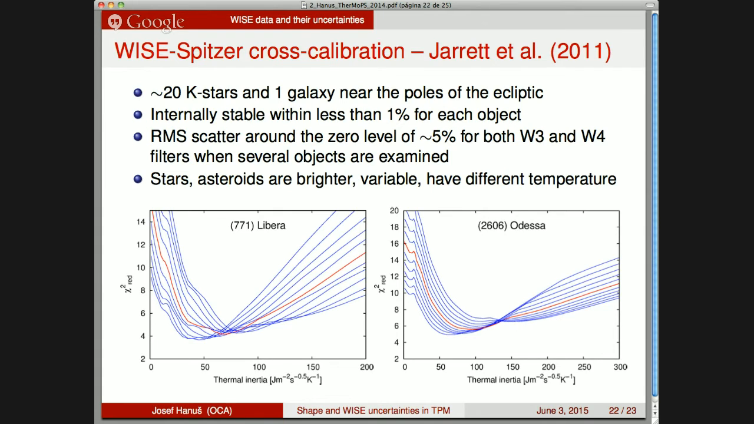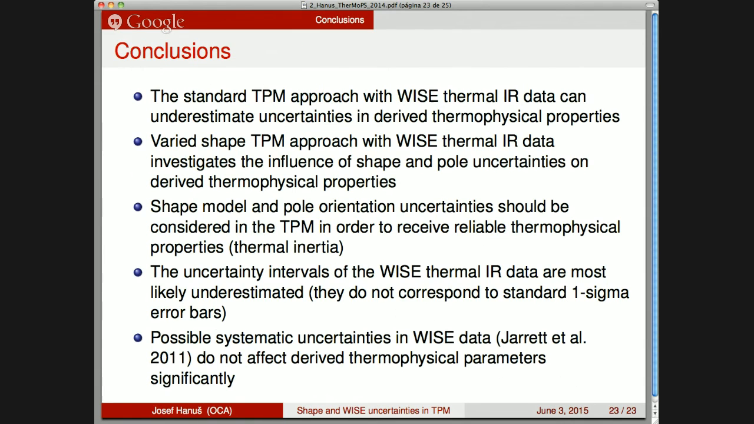And the red line is the fit with the original data, and the blue ones are fits with the shifted W4 data. You see that there is some influence, that the minimum is moving, but it seems that it's not that much. Okay, so I can leave you with the conclusions. The main one is that probably one should try to estimate how the uncertainty in the shape model affects the thermophysical properties. Thanks. Thank you.